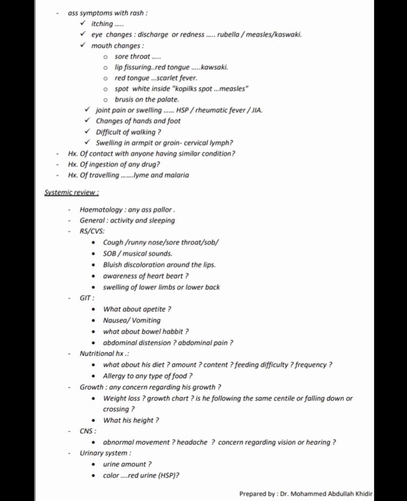presence or not. History of contact with anyone having similar conditions, history of ingestion of any drug, and history of any traveling. We know that Lyme disease and malaria occur in some endemic areas, so travel history is important. Now about systemic review.